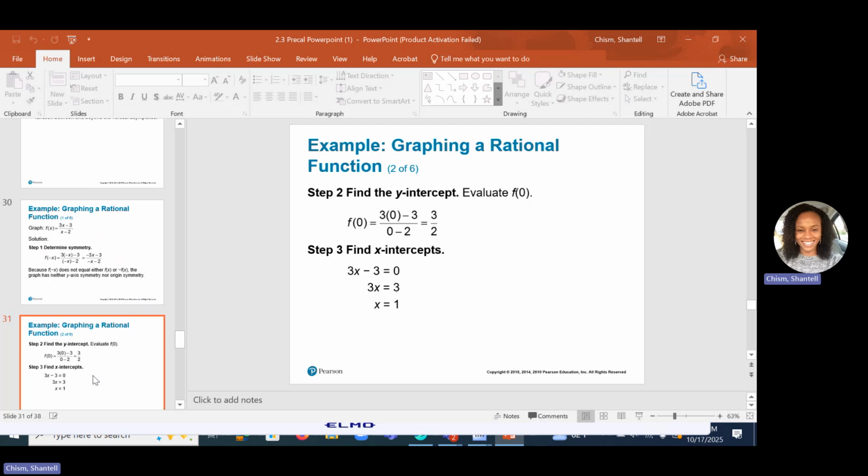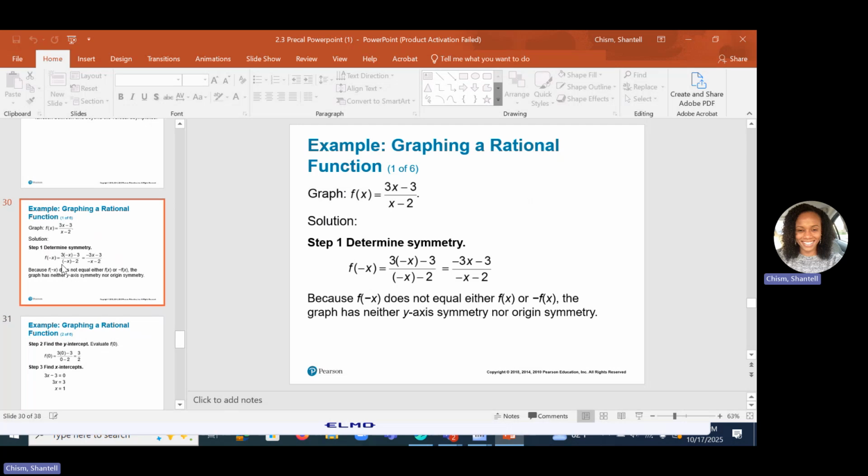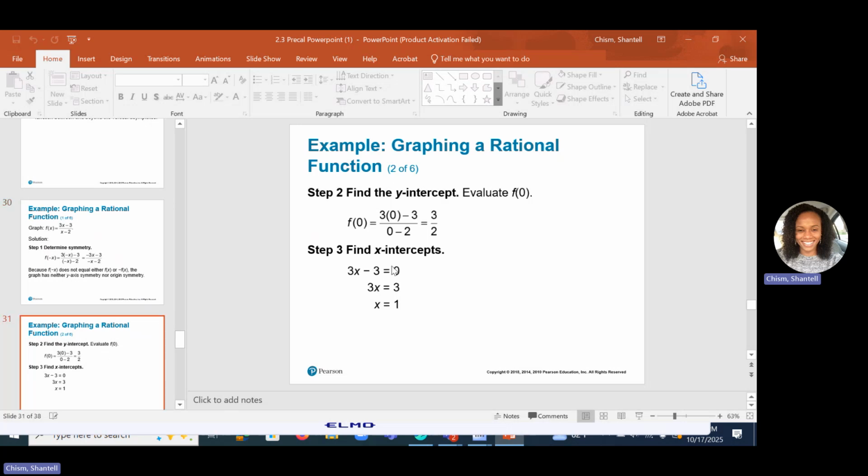Then we find the y-intercept. We do that by evaluating the function at 0, replacing x with 0 in the function. Then we find the x-intercepts by taking the numerator. Remember, the numerator was 3x minus 3. We set it equal to 0 and solve. So 3x equals 3, and dividing by 3, x equals 1.